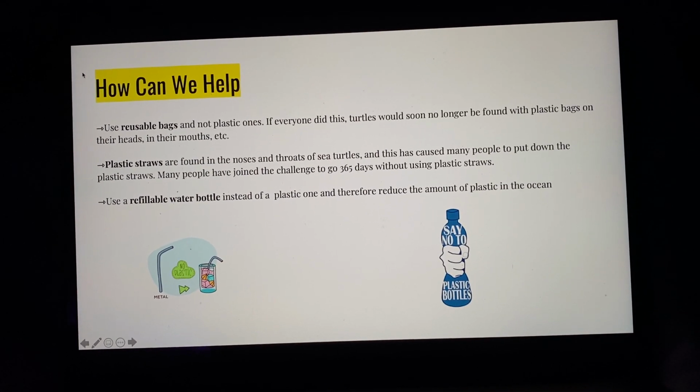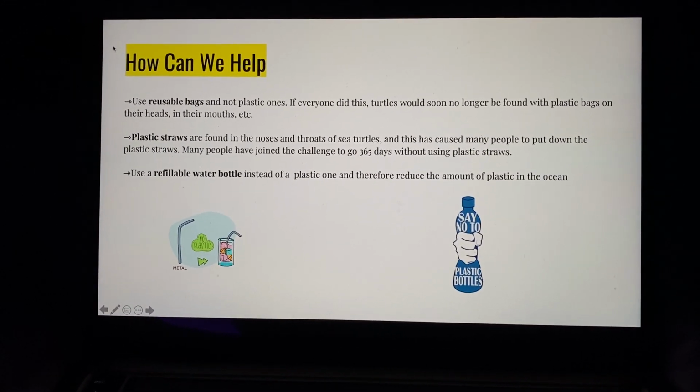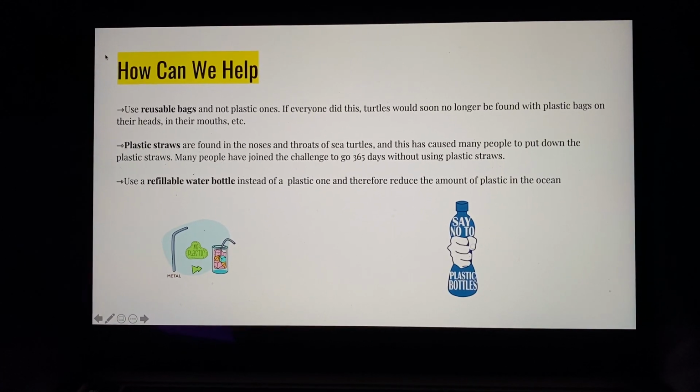And that's a big one because plastic bottles are very popular and very easy to grab and not have to refill. But if enough people did switch over to reusable water bottles, then it would make a really big difference.